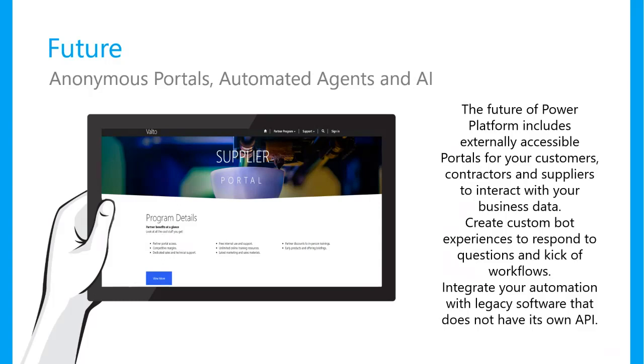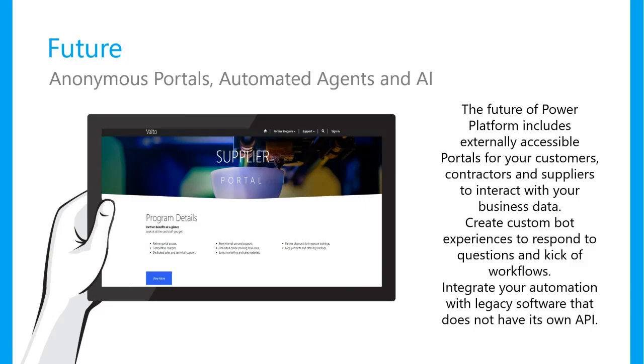So the future of the Power Platform includes externally accessible portals, as well as creating bots and frameworks like that, and integrating your automation with legacy software that doesn't have its own API. So you can do things like automating, almost creating macros on computers, where you can get data submitted into those and retrieve information as well.